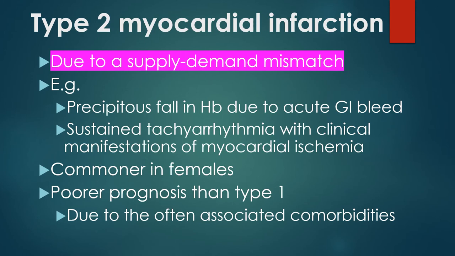Type 2 myocardial infarction is myocardial injury due to a supply-demand mismatch. Examples are a precipitous fall in hemoglobin due to acute gastrointestinal bleed or sustained tachyarrhythmia with clinical manifestation of myocardial ischemia. Type 2 myocardial infarction is commoner in females and has a poorer prognosis than type 1 myocardial infarction due to the often associated comorbidities. There may be associated coronary atherosclerotic disease.